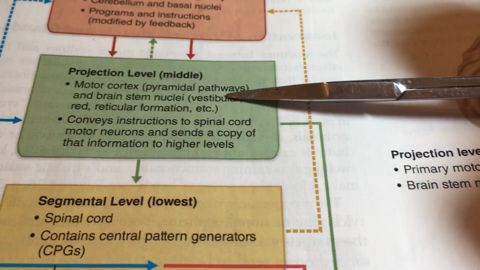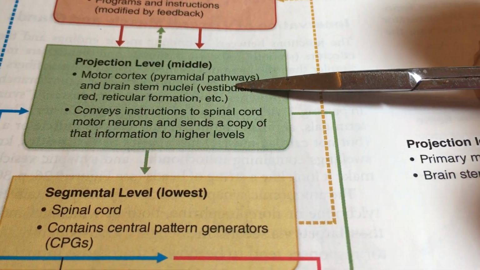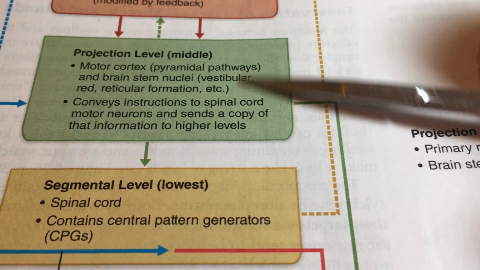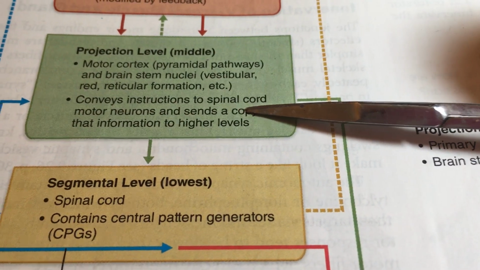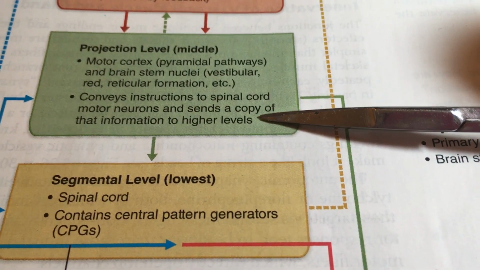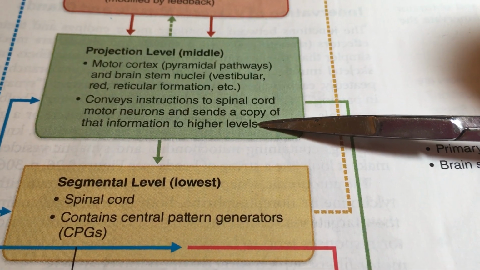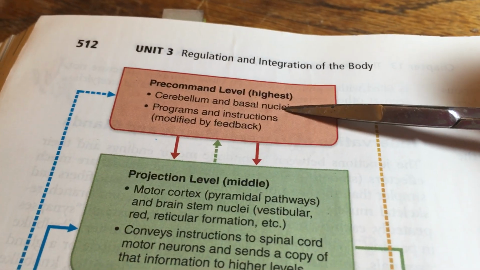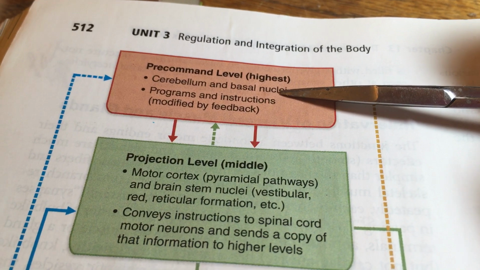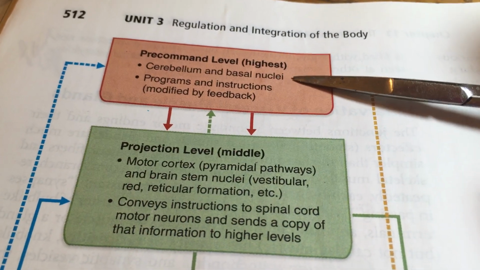Up here in this middle range, we have what is basically conscious intention. We have the motor cortex. We have the brainstem. We're going to convey instructions. Some of it might be informed by the cerebellum, but mainly the cerebellum is considered at this level. This is the high level here, the cerebellum and the basal nuclei.